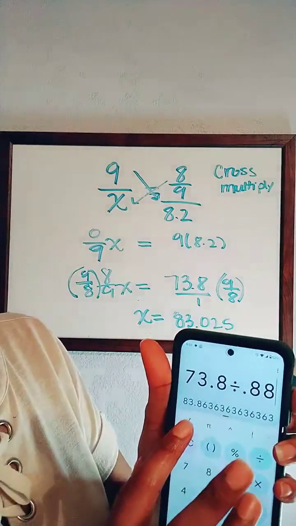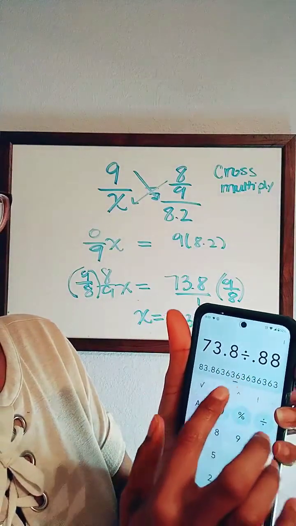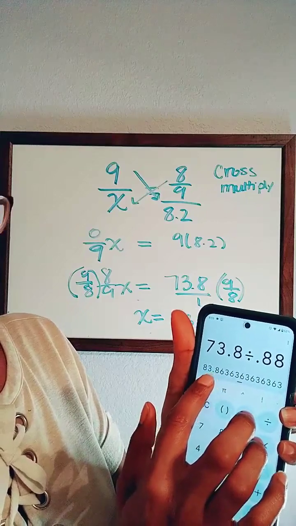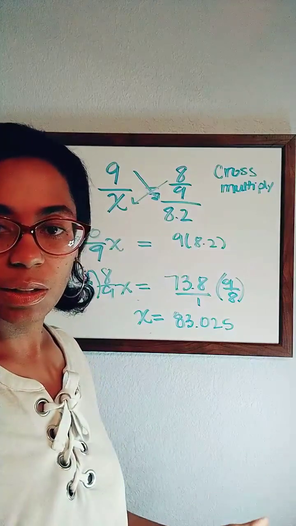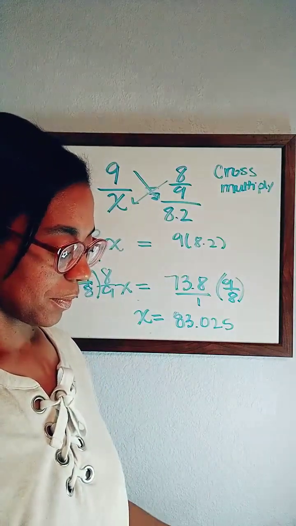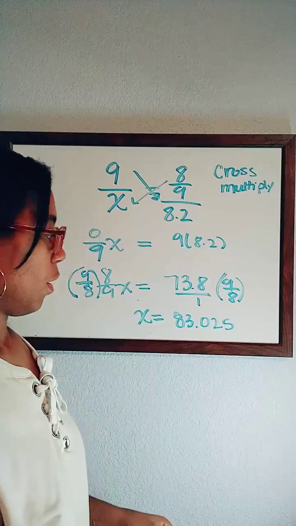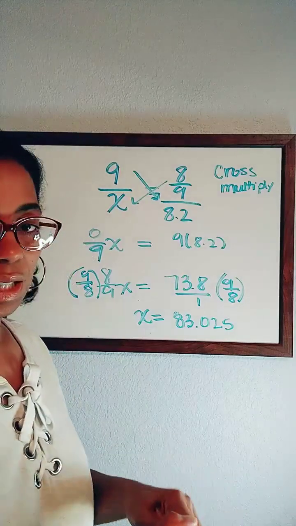Because what happened here, if you would have done 73.8 divided by 0.88, it would have given you 83.8, and that would have been 83.9. That wouldn't have given you the right one. You're welcome. But if you want to make sure you get the right one.